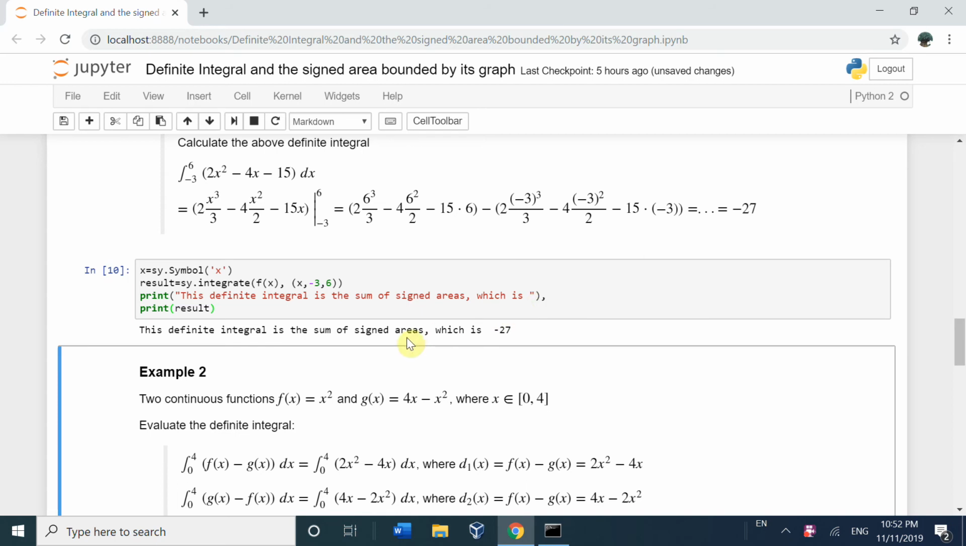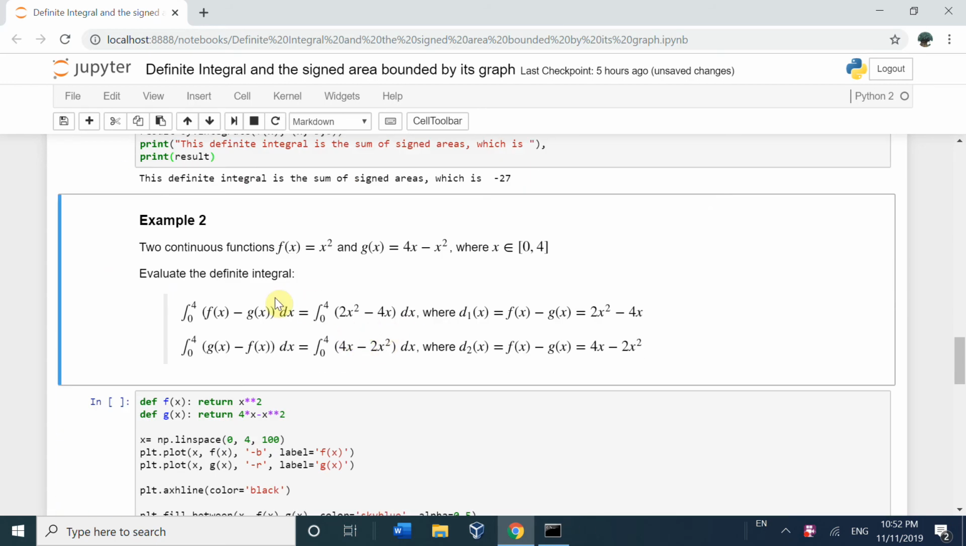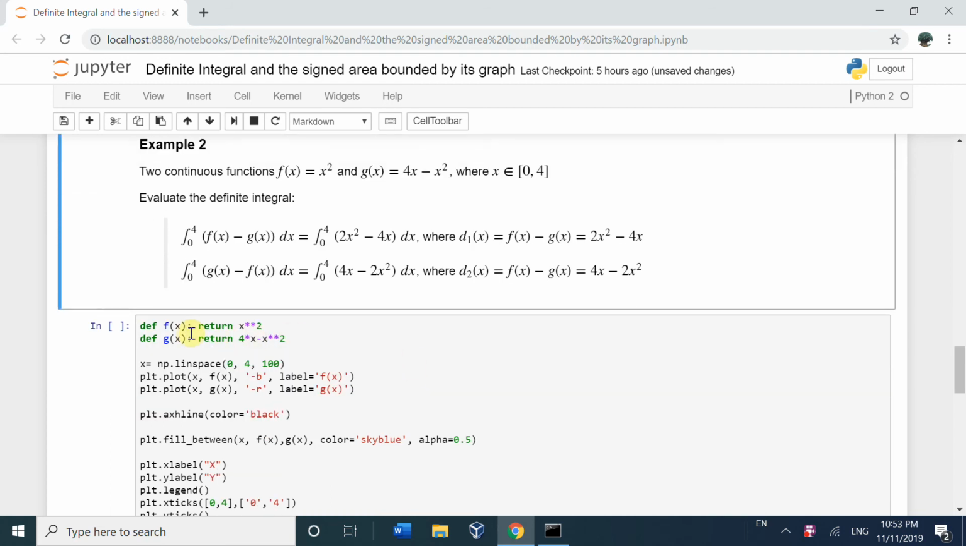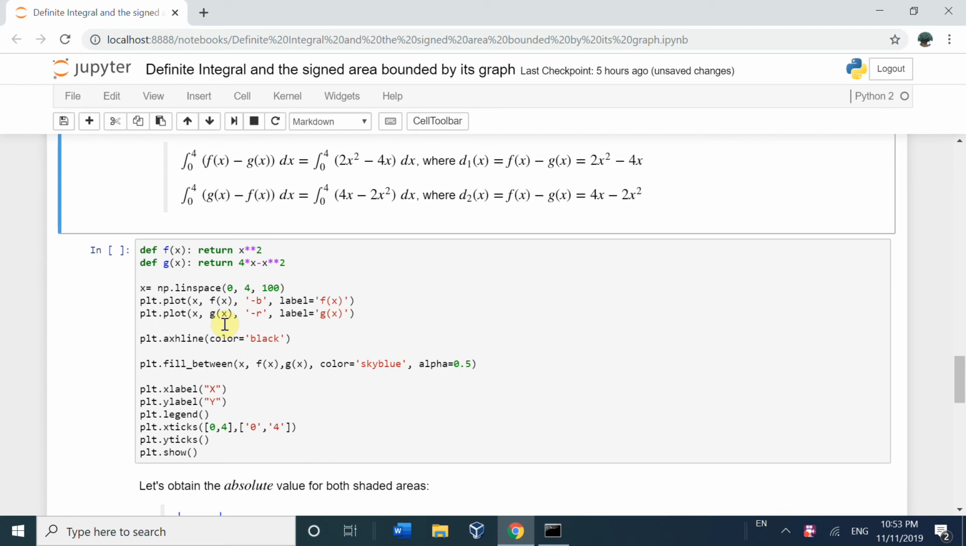Now let's move to the second example. We have two continuous functions, f of x equals x squared, and another function g of x equals 4x minus x squared. The interval is 0 to 4. We are going to evaluate two definite integrals. First one is f minus g, and second one is g minus f. So define those two functions first. Then we plot those two curves in different colors, and we draw the x-axis. Fill in the area by color.